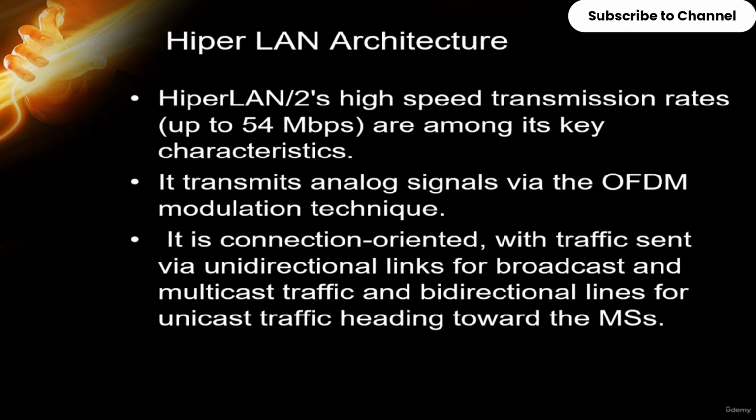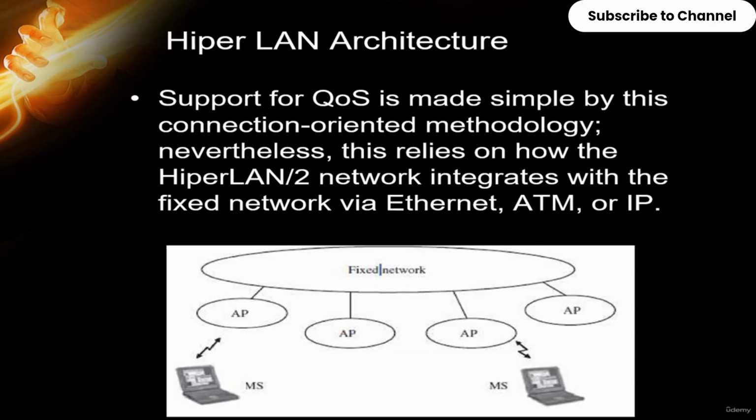Now we will see the architecture of HiperLAN. So HiperLAN, as we saw, uses OFDM and connection oriented services. Here you can see the HiperLAN 2 architecture. Here it has various access points. This HiperLAN example is used with fixed networks. So the fixed networks have some base stations, and through the access points the mobile nodes communicate with the HiperLAN network. HiperLAN 2 technology is application neutral due to its ability to work with almost all kinds of fixed networks.